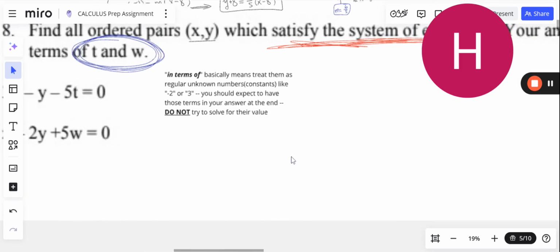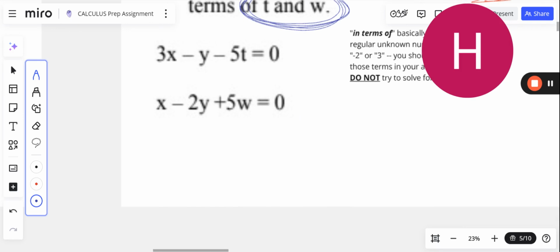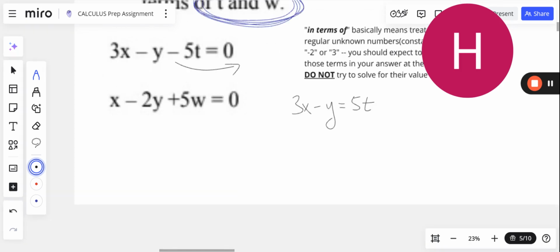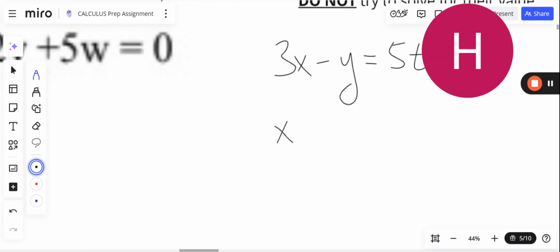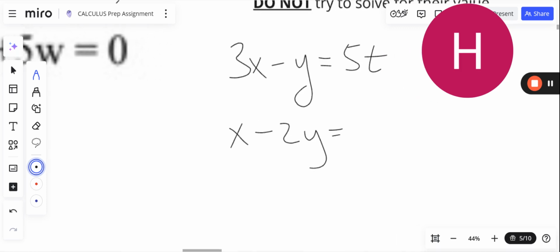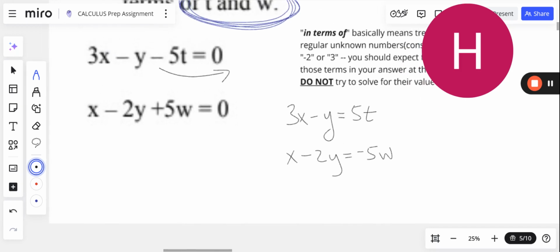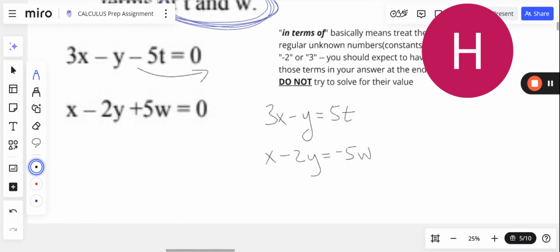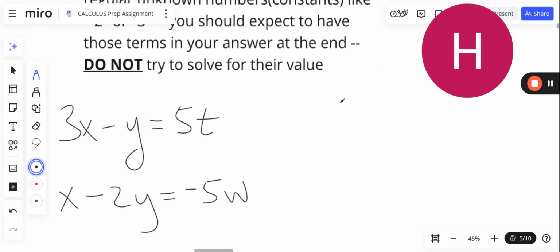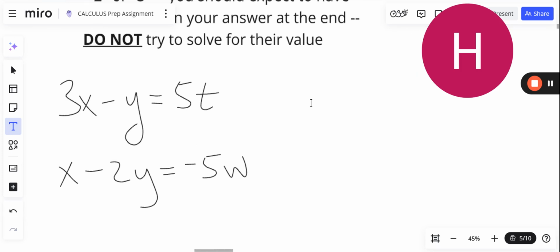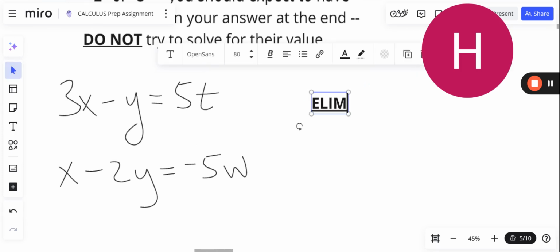Okay, so how do we solve a system of equations? Well, part of the system of equations, it doesn't really look like they're in the format that we typically see. Normally we have this thing moved over. So let's move that over first. We're going to say 3x minus y equals positive 5t. And we're going to say x minus 2y equals negative 5w. Okay, so the best method, in my opinion, when you're able to use it is the elimination method. So we're going to do the elimination method. If you don't know what the elimination method is, here's a reminder.